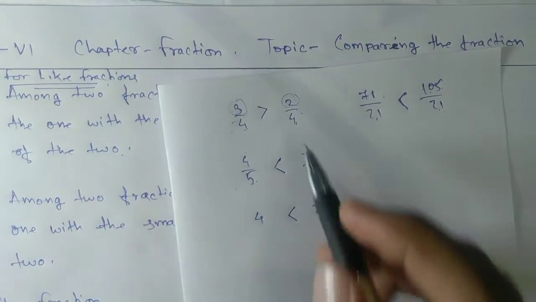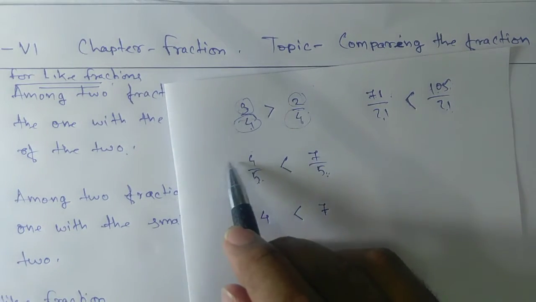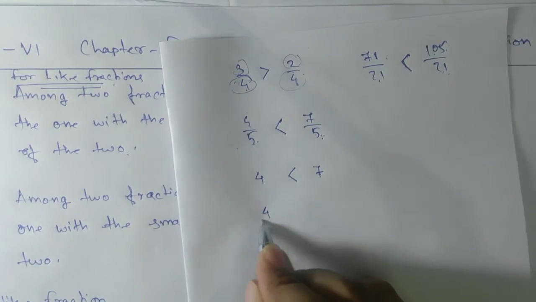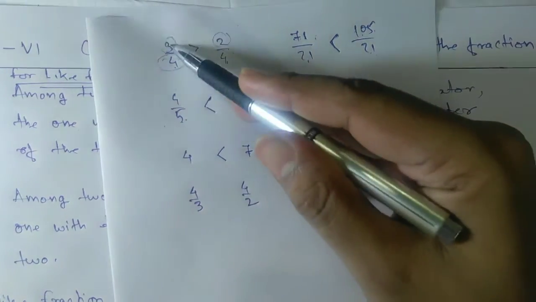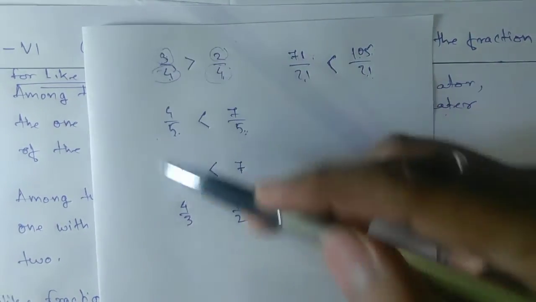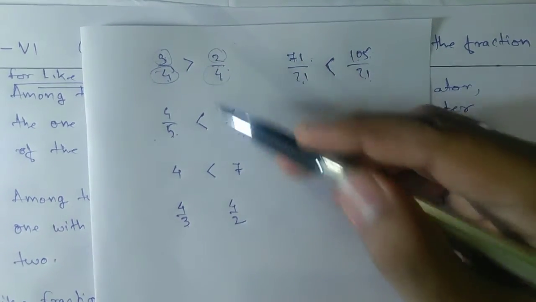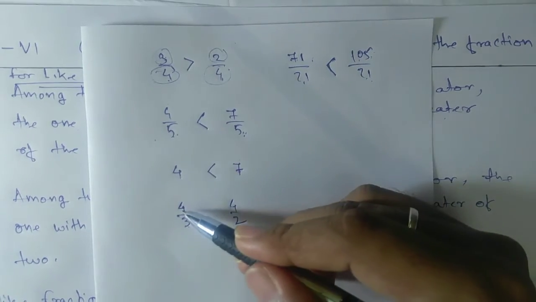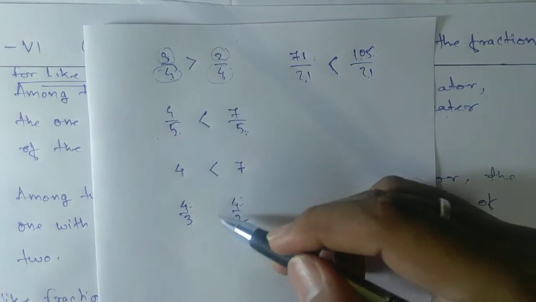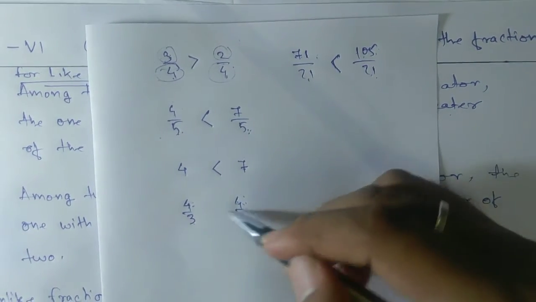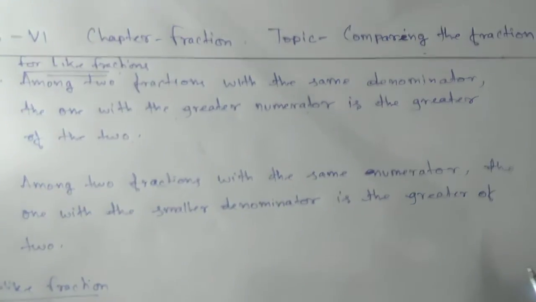Now instead of the denominator being the same, if the numerators are the same, then what will happen? If I take 4 by 3 and 4 by 2, you can see I have just reversed the numbers: 3 by 4 reversed is 4 by 3, and 2 by 4 reversed is 4 by 2. Now the numerators are equal. How could you compare this type of fraction where the numerators are equal? Let's see rule number 2.